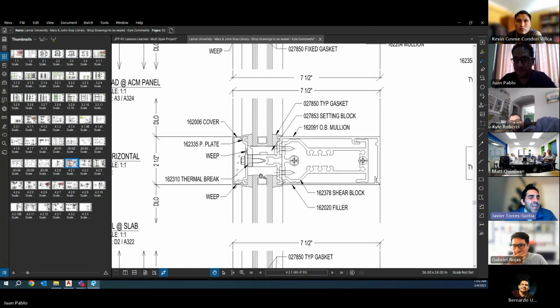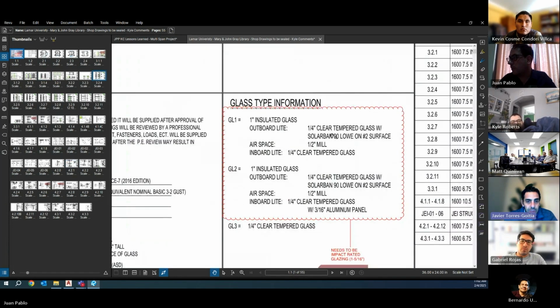Yeah, thanks. Oh, and maybe a topic for another lesson learned, but since we are doing pretty good on time, we can just briefly, Kyle, discuss the glazing requirement. And I can preface this real quick. This project, as you could see, is using a 1-inch IGU with monolithic glass, airspace, and monolithic glass.